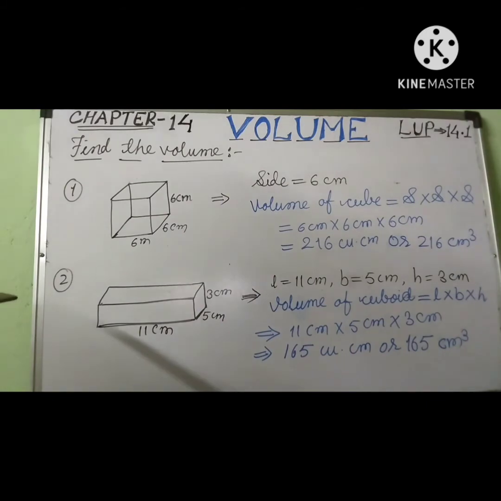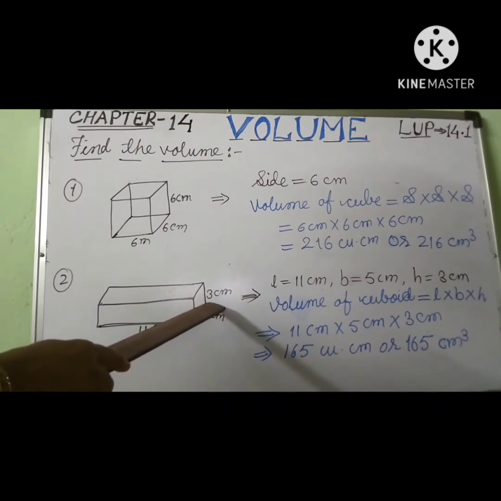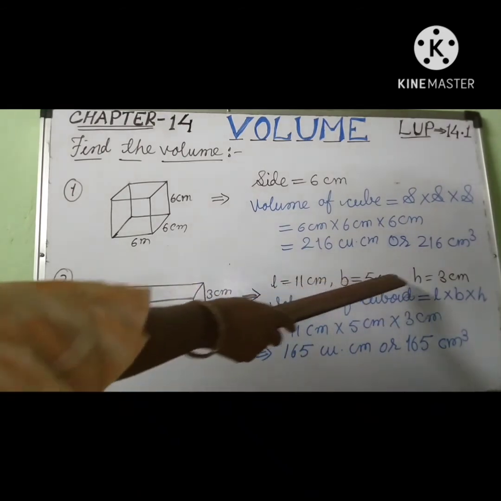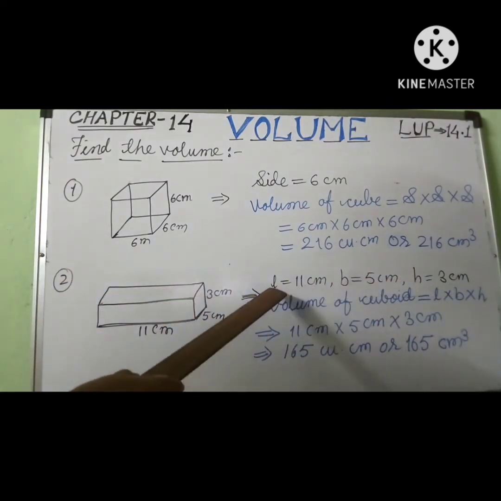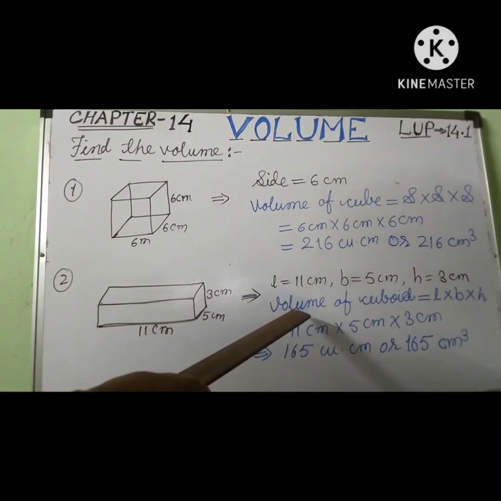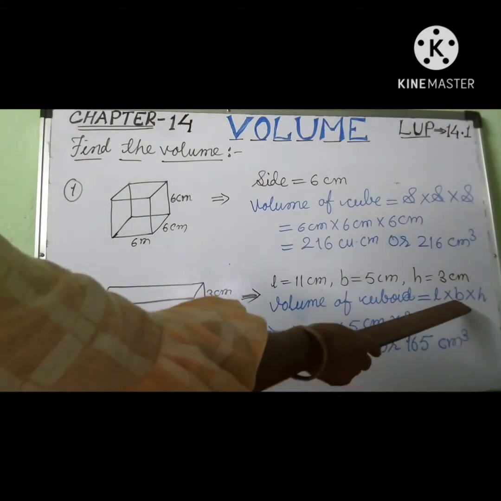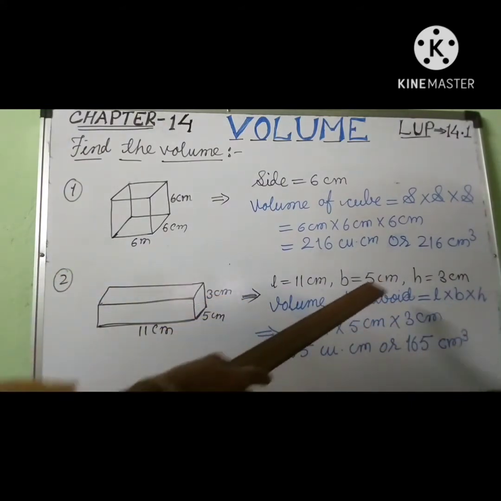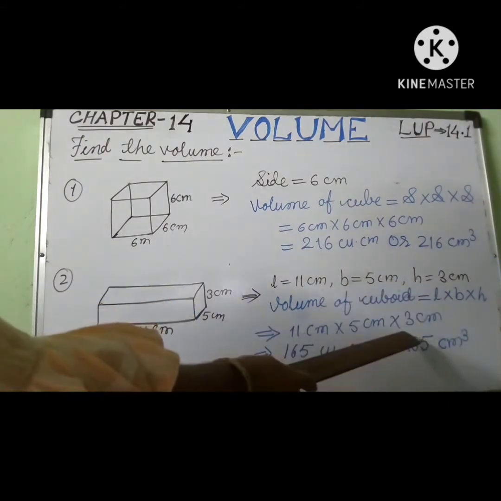In the next figure, it is given length is 11 centimeter, breadth is 5 centimeter and height is 3 centimeter. That means all the 3 dimensions are different. Okay. Length, breadth and height are different. That means it is a cuboid. So we can apply the formula of cuboid. Volume of cuboid is length into breadth into height. Okay. Here length is 11 centimeter, breadth is 5 centimeter and height is 3 centimeter.